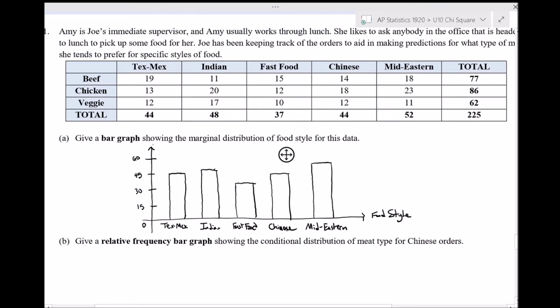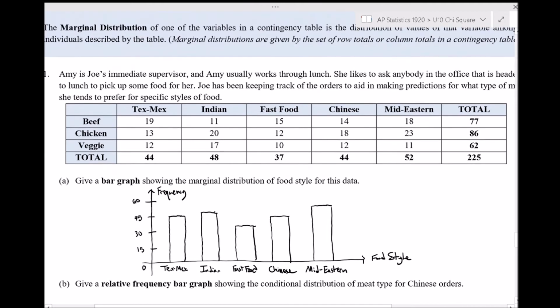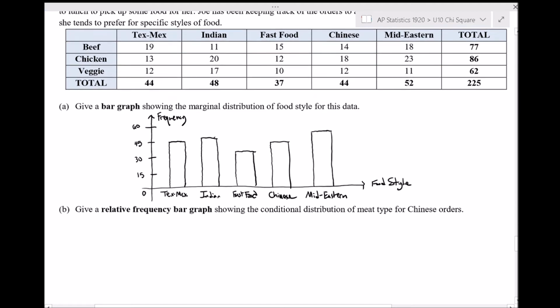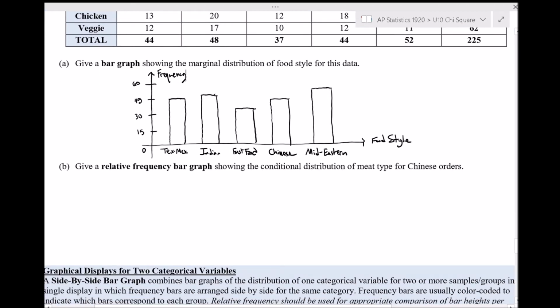So here I'm probably going to write frequency for the y-axis because I need to label my axes. Never leave your axes unlabeled. And then I might want to give a title for that. So food style versus frequency, and maybe not, because I feel like the x-axis is good enough for a title. So what you really need, bare minimum, are the axes labeled. Title's not always necessary.